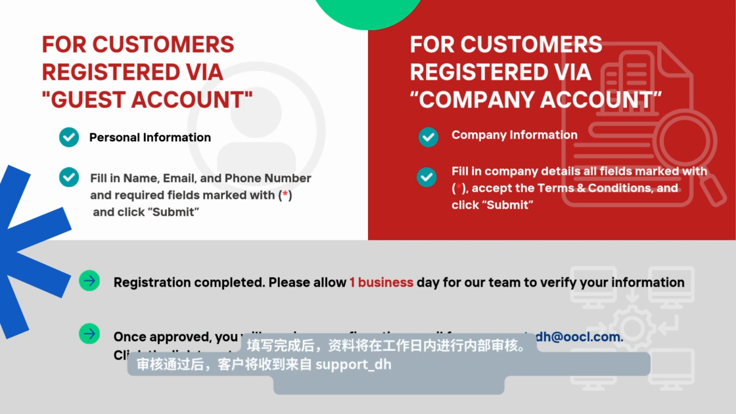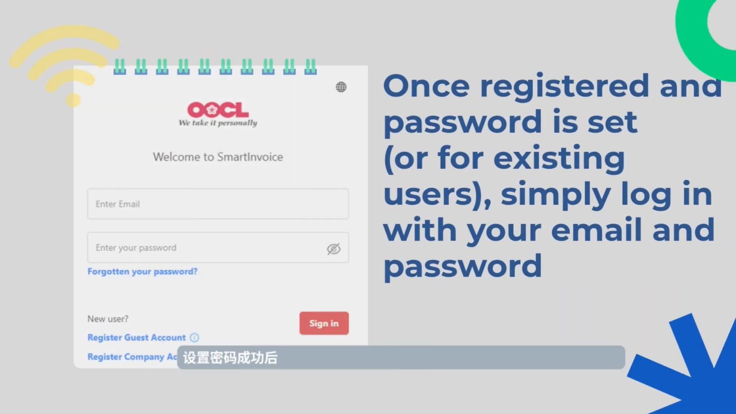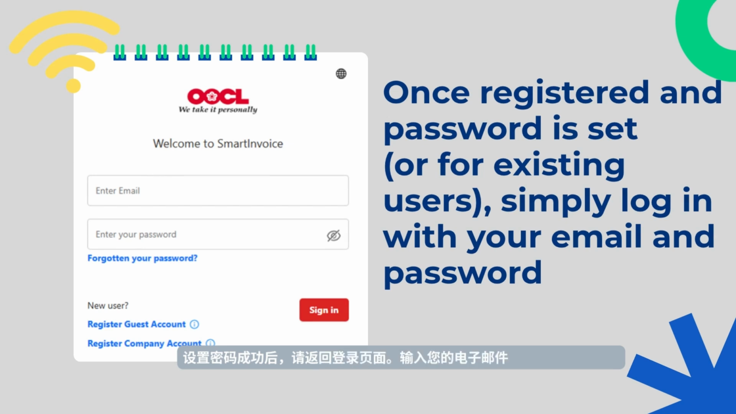After approval, you will receive an automated email from support_dh@oocl.com to set your password. Simply click the link provided in the email to create your password and finalize your registration. Once you have successfully set your password, please return to the login page. Enter your email and password to log in.